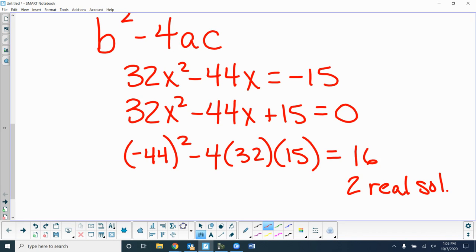Anything else, question-wise? Will we have to memorize the quadratic formula? Yes, you have to know it. Okay. John's writing it on his hand right now. So he's got it.